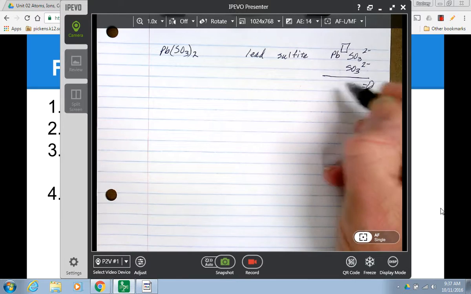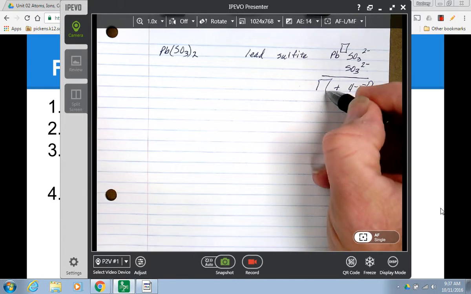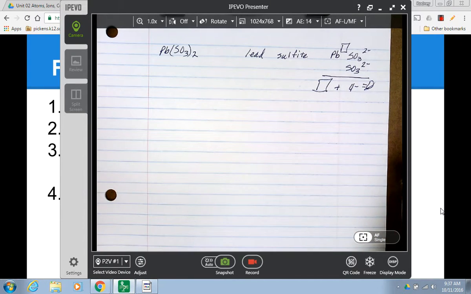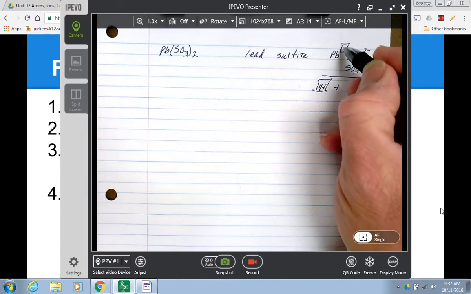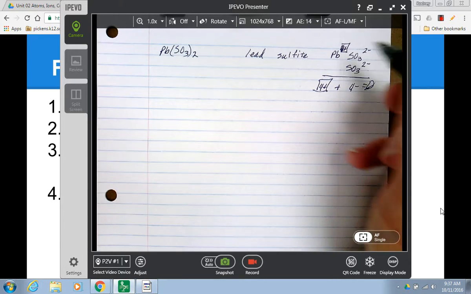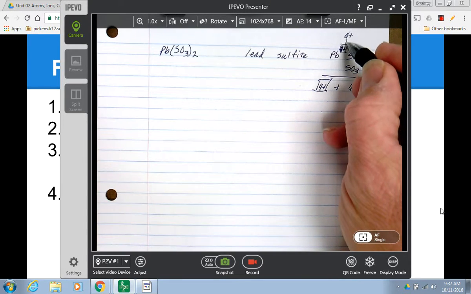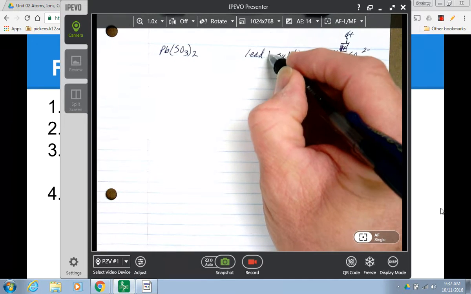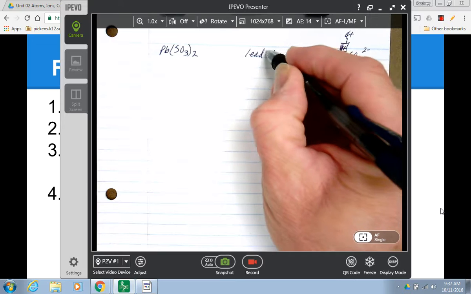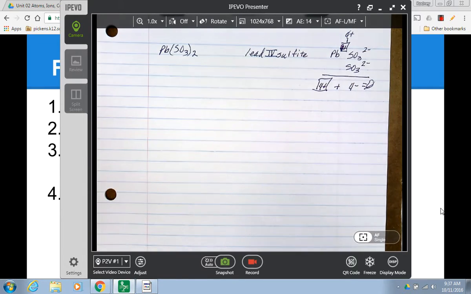And so that has to say, well, what plus 4 negative gives me 0? What's going to go there? Well, obviously, this has got to be a 4 plus. Since there's only one lead, it takes on a 4 plus charge. So since this one is 4 plus, I'll write it here. Okay. Then we need to have the Roman numeral 4. So the Roman numeral 4 is IV. And so that becomes lead 4 sulfite.